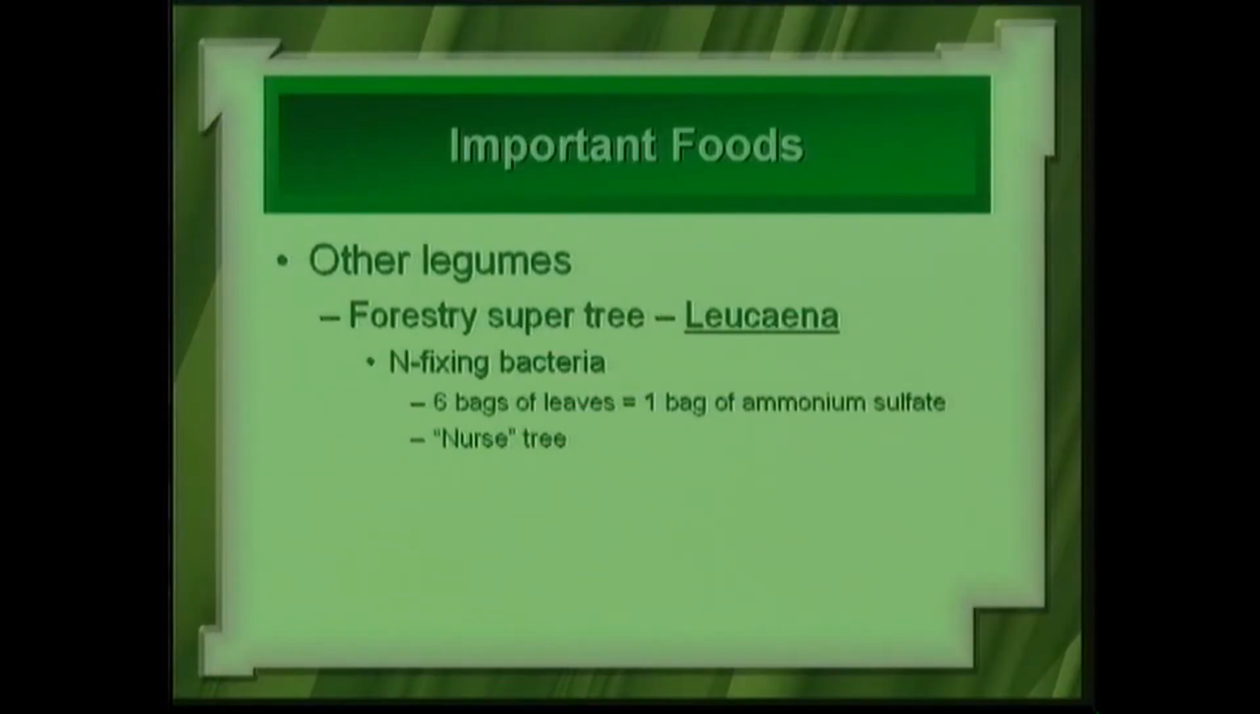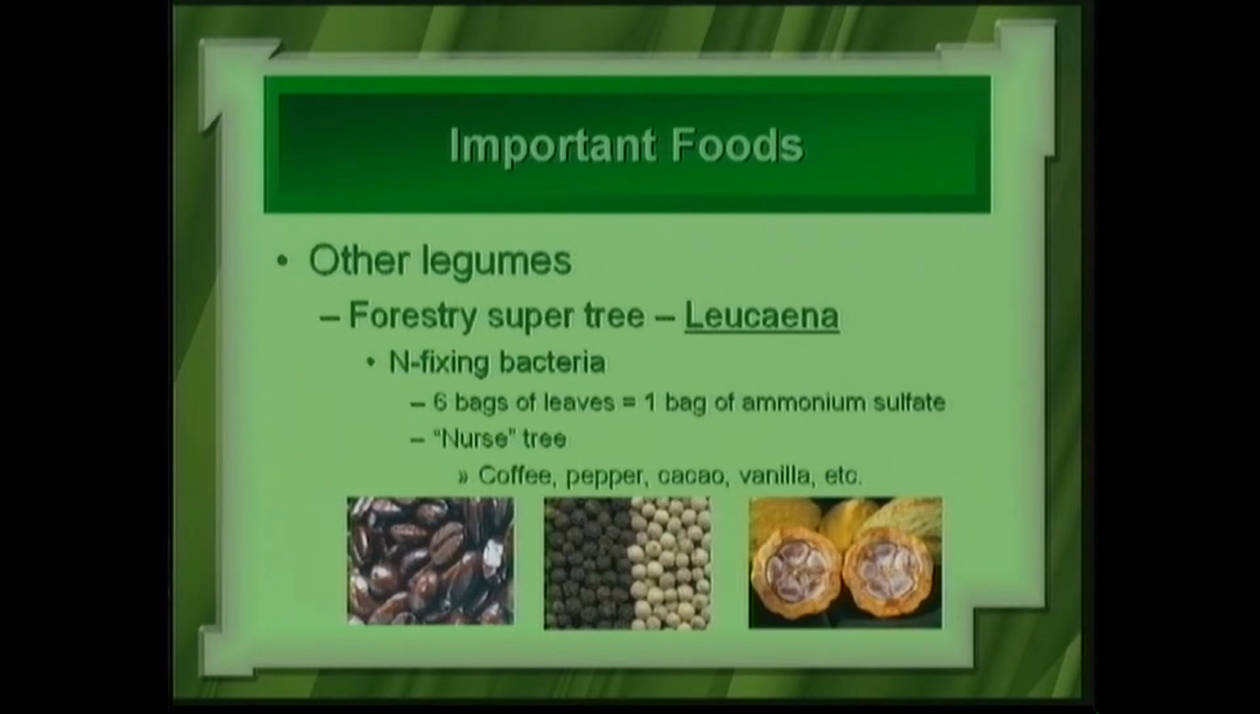Another thing that Lucina has been used for, it's used as a nurse tree. It actually provides shade and windbreaks for certain important crops, including coffee, including pepper, black pepper. This is black peppercorns, these are white peppercorns. The only difference between them is that the white peppercorns have had the black part taken off of them. That's why white pepper is actually more expensive than black pepper, because it's more processed. Usually the more you have to handle something, the more expensive it is.